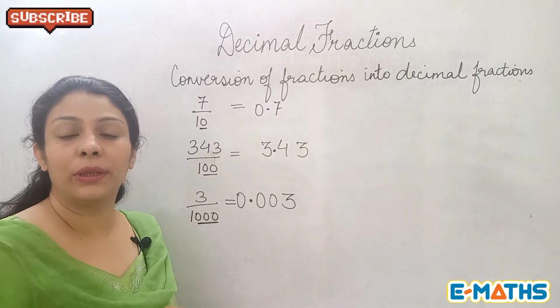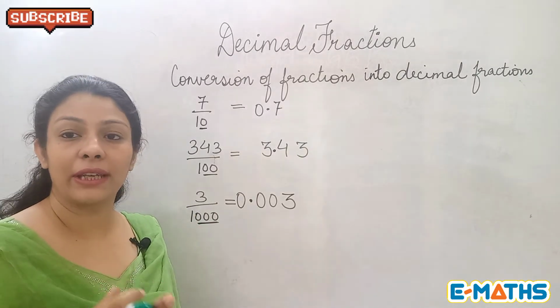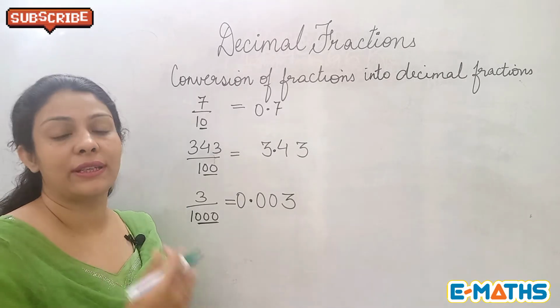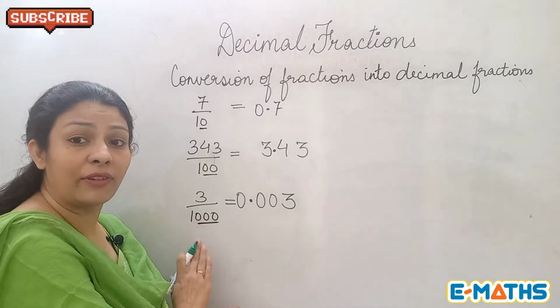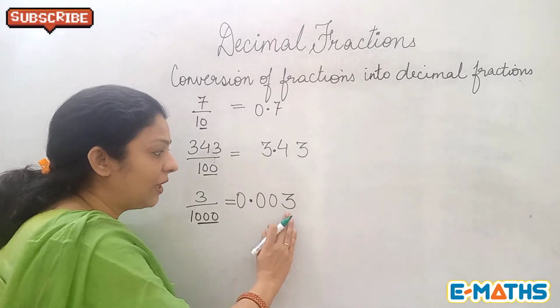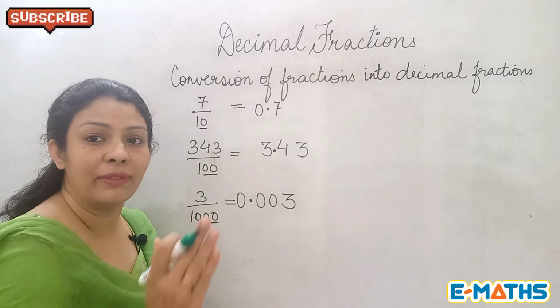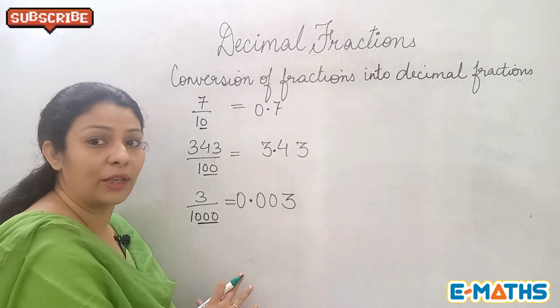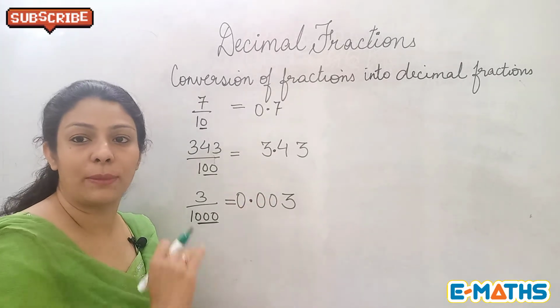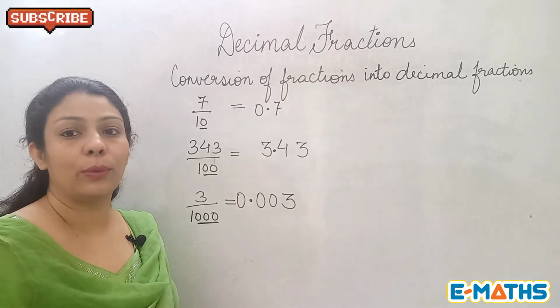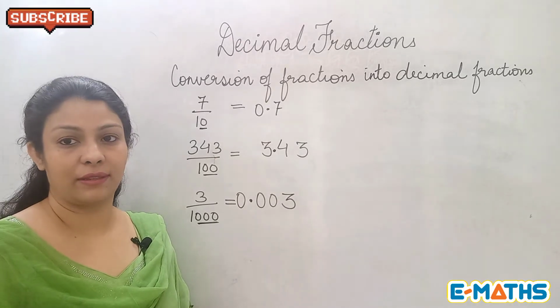That's how we convert any fraction having 10 or higher power of 10 into decimals. Make sure that when you're converting a fraction into decimal fraction, you're putting up the 0 if the numerator is not having that many number of digits that are required. So you can add on zeros just before the digit and then put up the decimal point. This is how we convert a fraction into a decimal fraction.